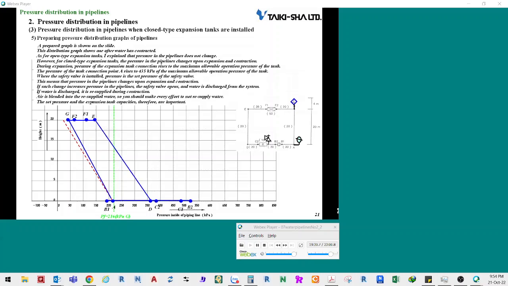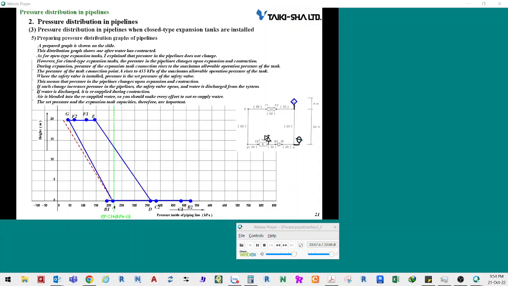Preparing pressure distribution graphs of pipelines. Let's prepare pressure distribution graphs of pipelines. A prepared graph is shown on the slide. This distribution graph shows one after water has contracted. As for open-type expansion tanks, I explained that pressure in the pipelines does not change. However, for closed-type expansion tanks, the pressure in the pipelines changes upon expansion and contraction.